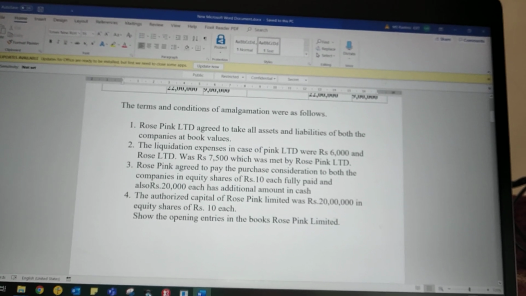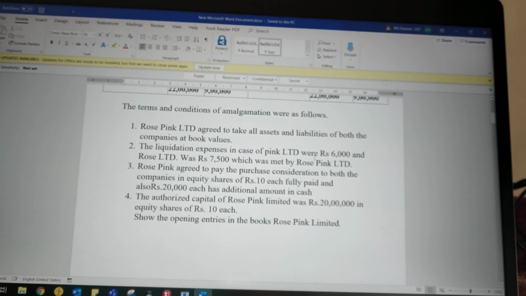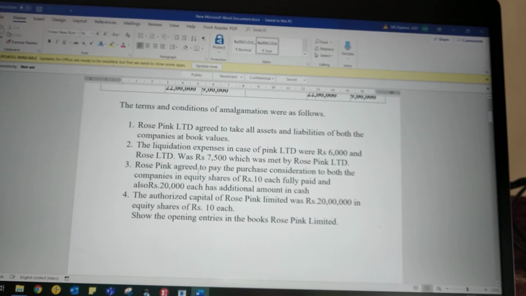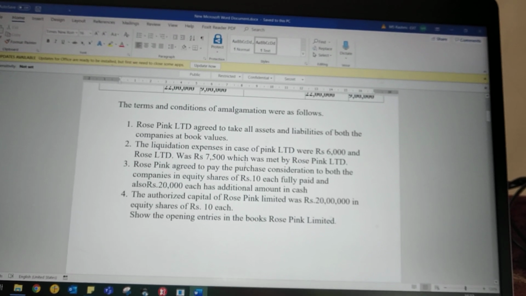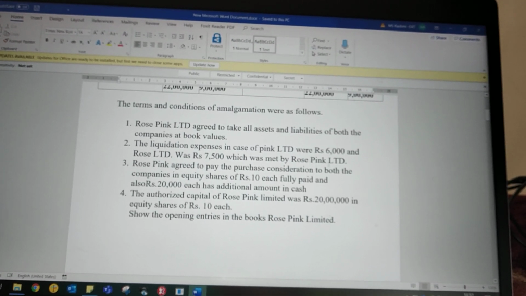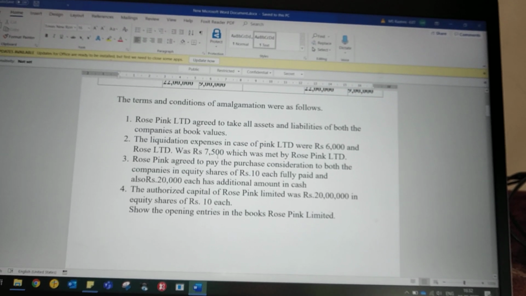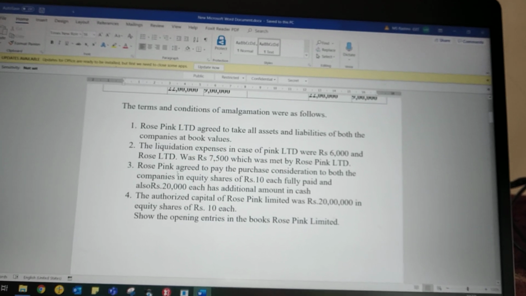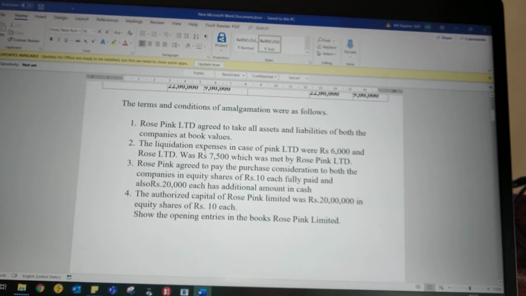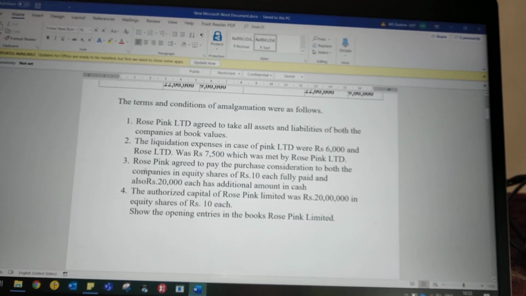I'll go to point number 2. The liquidation expenses in case of Pink Limited were rupees 6,000 and Rose Limited rupees 7,500, which were borne by Rose Pink Limited. So here it is the transferee company only that is paying the liquidation expenses. That comes under amalgamation adjustment, which you have to calculate.